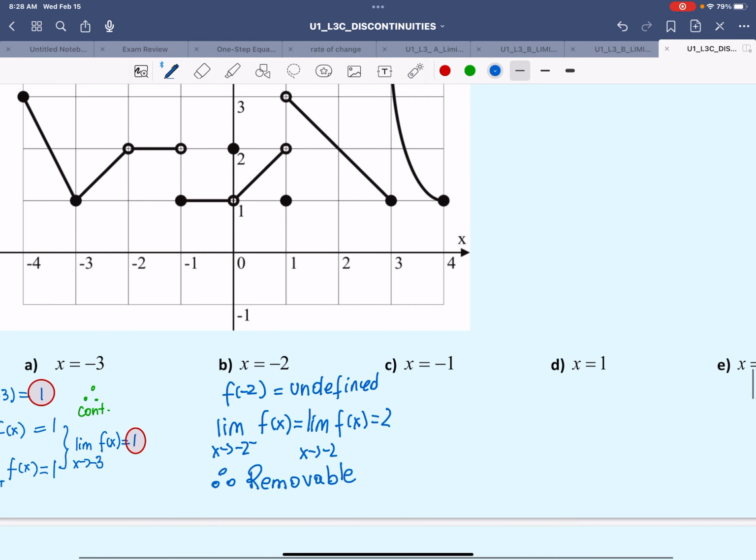discontinuity. At x equals -1, so let's move on to x equals -1 now. Let's get this out of the way.